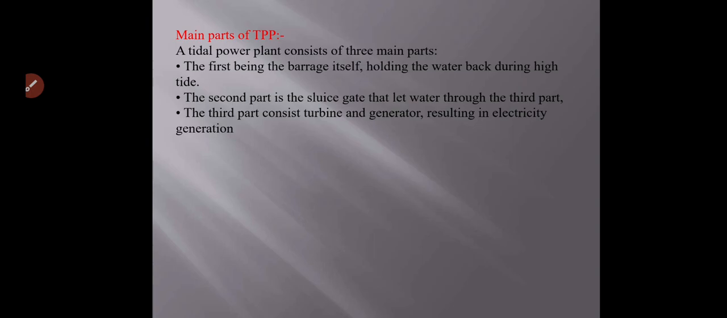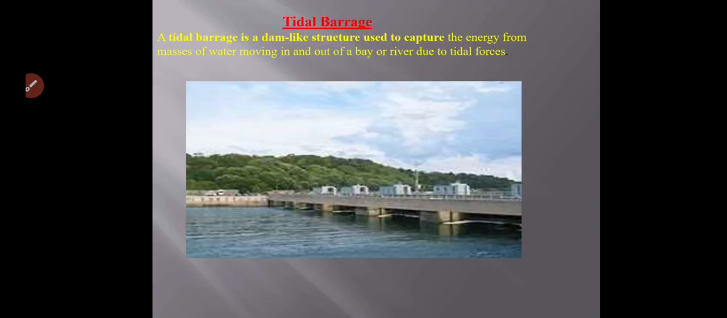Then the tidal energy power plant. We'll study the main parts of a power generation system. A tidal power generation system consists of three main parts. The first is the barrage holding the water back during the tide, and the second part is the sluice that lets water through to the third part. The third part consists of the turbine and generator resulting in electricity generation.